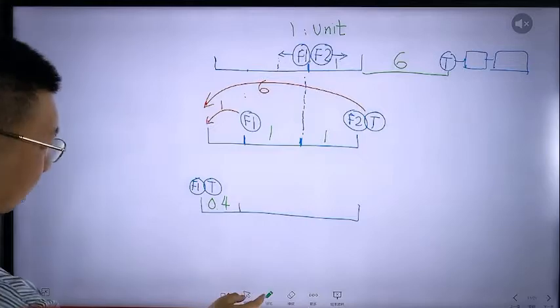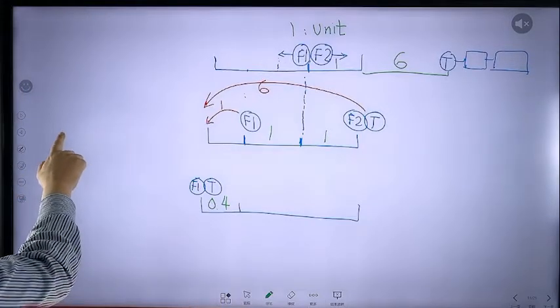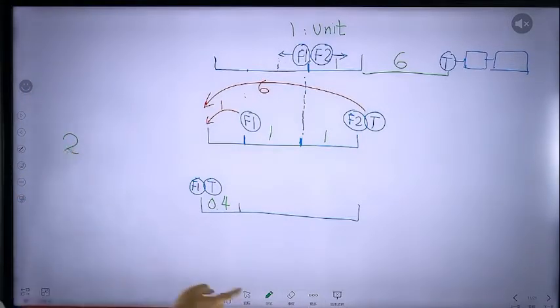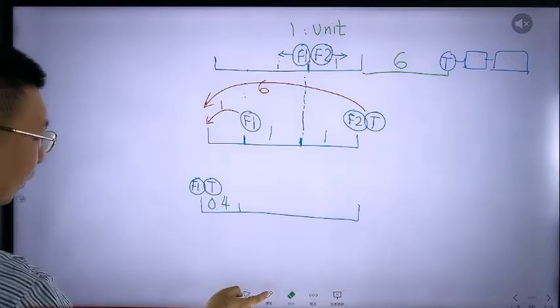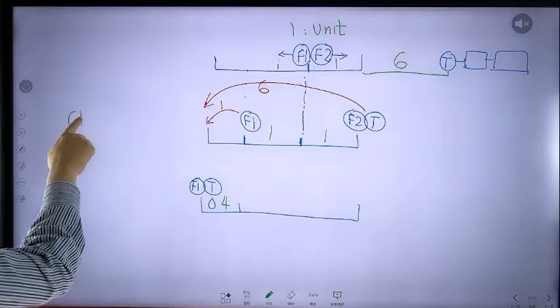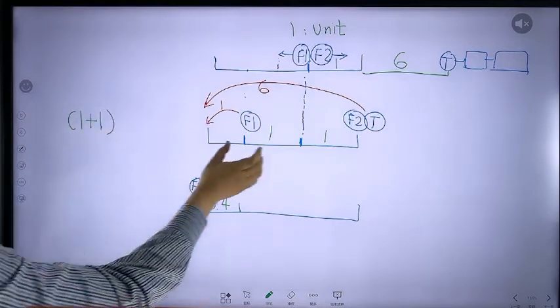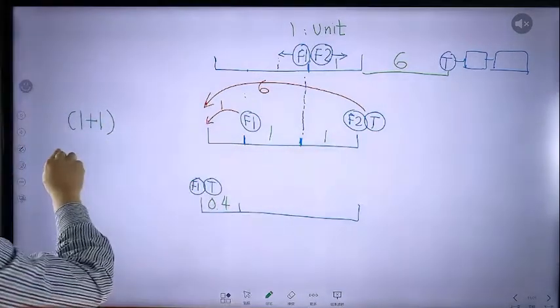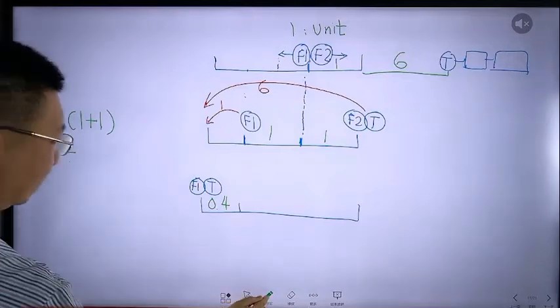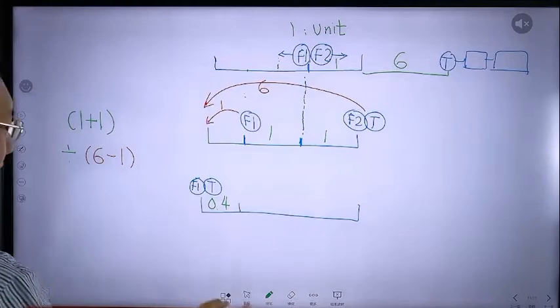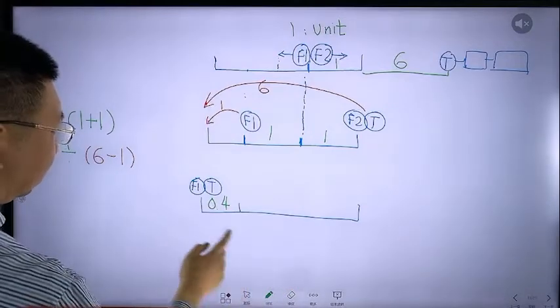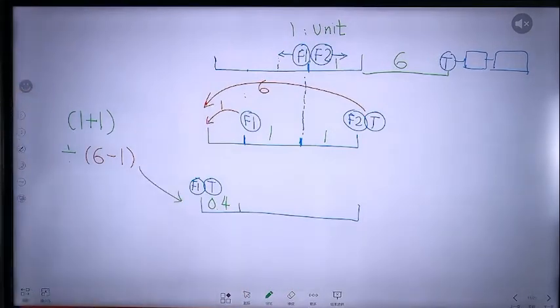Okay, so I write down, so it's 2. Oh, maybe. So it's 1 plus 1, right? So it's 1 plus 1. What is 1 plus 1? It's this distance divided by 6 minus 1. That gives you 0.2.